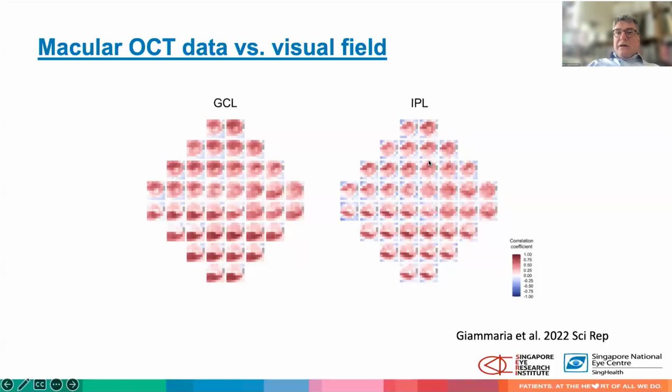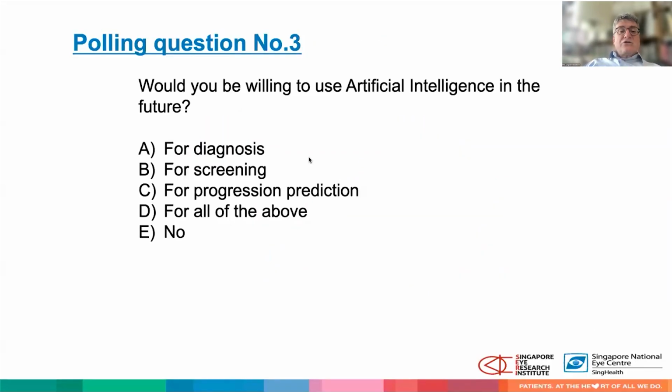And generally, when you look into the diagnosis of glaucoma, but also when you look into glaucoma progression, it is always very important to understand, is the structural damage consistent with the functional damage?